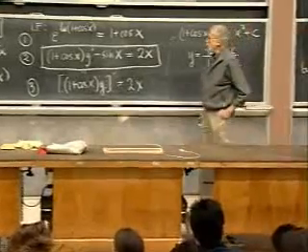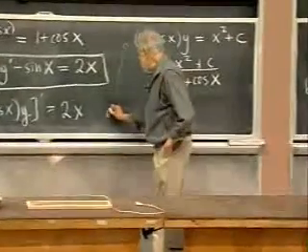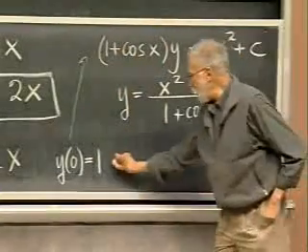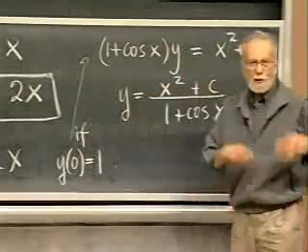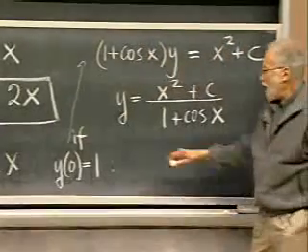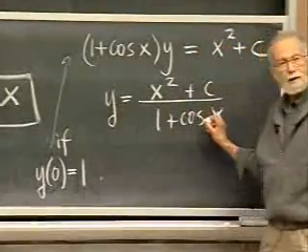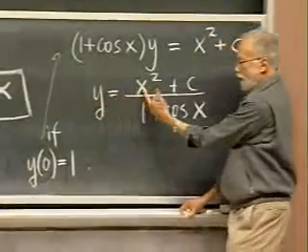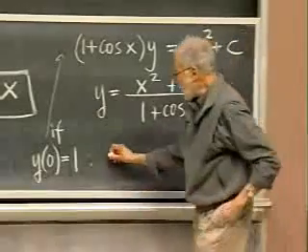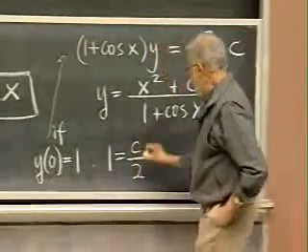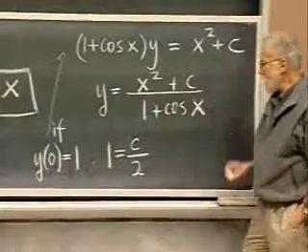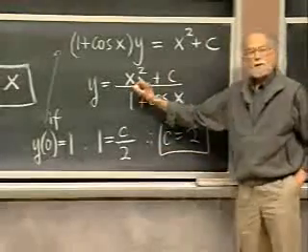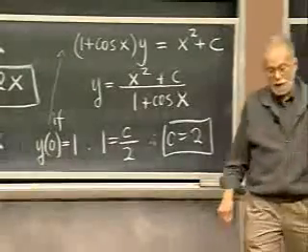Suppose I had given you an initial condition, which I didn't, but suppose the initial condition said that y of 0 were 1, for instance. This is an if, I'm throwing in at the end just to make it a little bit more of a problem. I could evaluate the constant by using the initial condition. On the left-hand side would be 1, on the right-hand side would be c over 2. So I would get 1 equals c over 2. Is that correct? Cosine of 0 is 1, so that's 2 down below. Therefore, c is equal to 2, and that would then complete the solution. It would be x squared plus 2 over 1 plus cosine x.